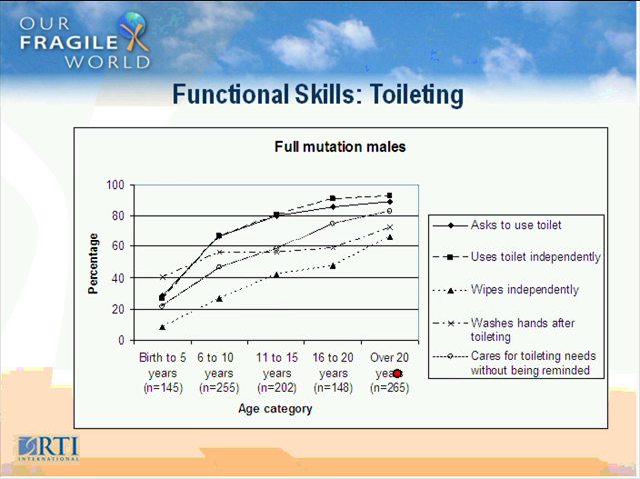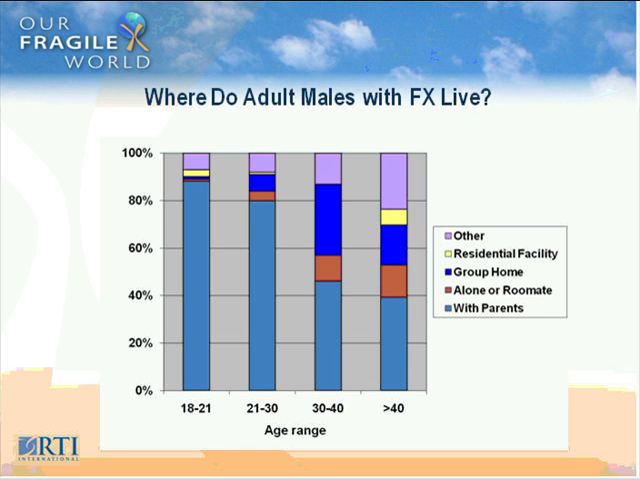So you can see that this would be the over 20 and then down to birth to 5 years. And so without going into details, we can say, for example, wiping independently. What percent of males with Fragile X syndrome can wipe independently after using the toilet? And we can see that this is the most difficult toileting skill for individuals with Fragile X syndrome to learn. And even in adults, over 60% still have some problems with that. So that's a really important piece of information for people to learn about when thinking about programs and services.